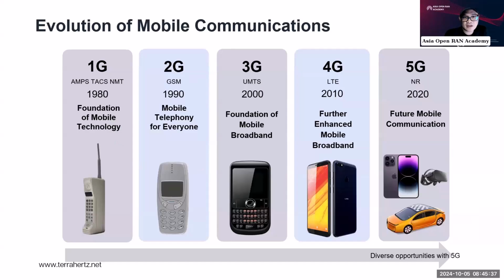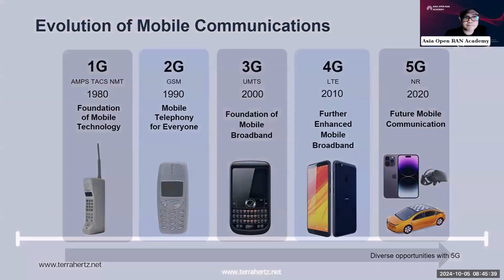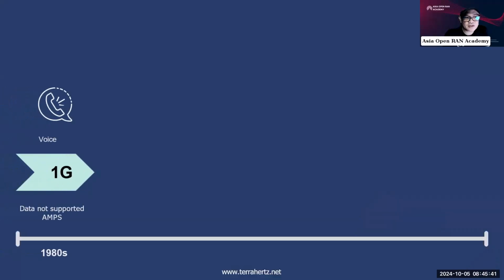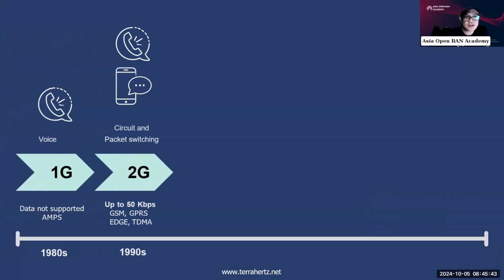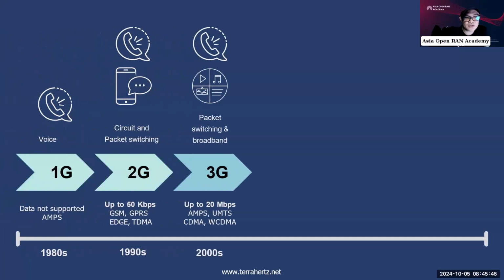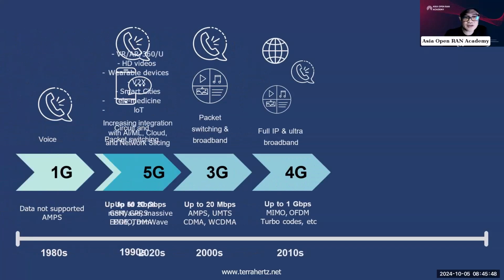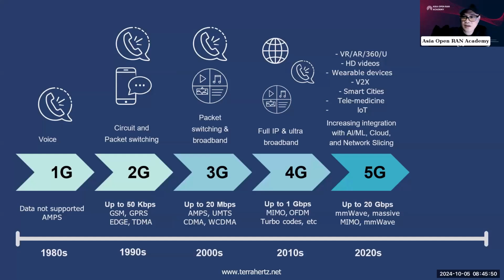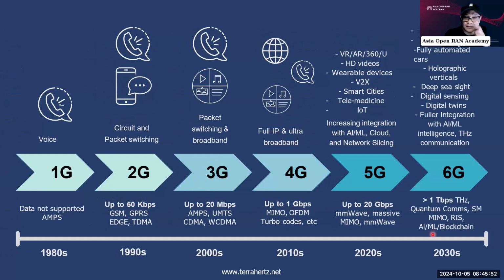Now I have an additional slide showing the different technologies: for 1G, 2G, 3G, 4G, and 5G. And I also included 6G, if you're wondering what's next after 5G. So it's 6G, but we're still looking at it probably by 2030. So we still have a lot of time studying 5G. 6G will be for later.